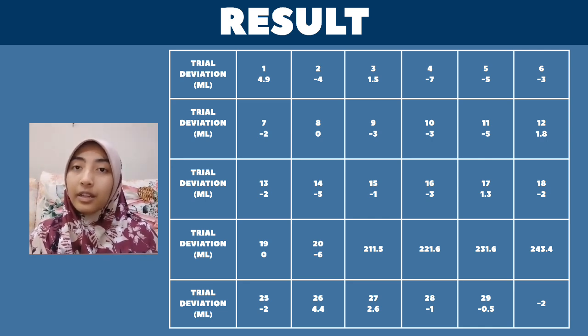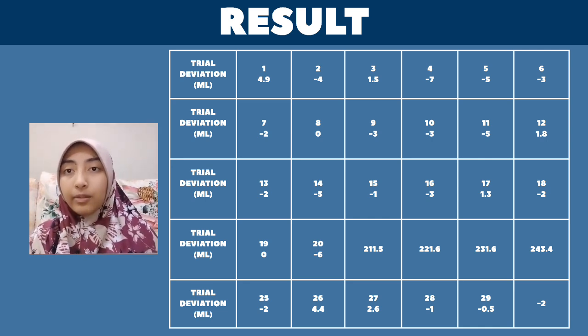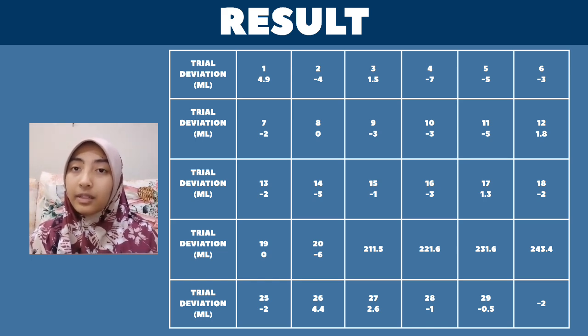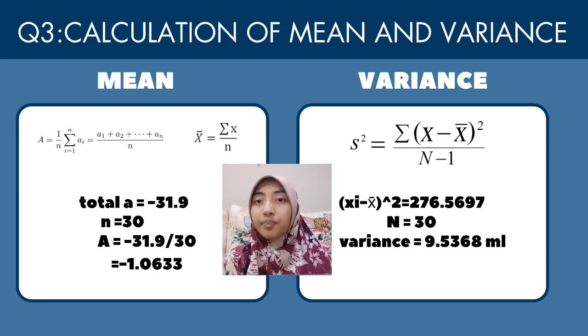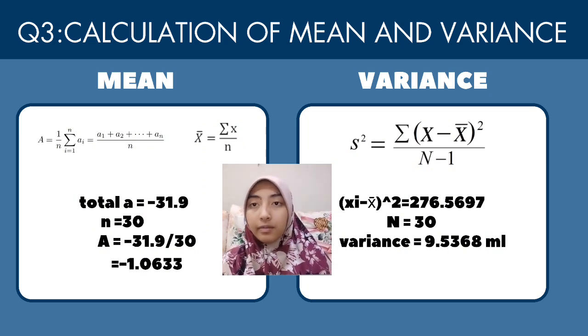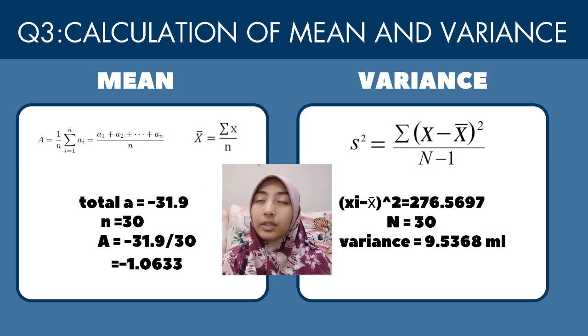As you can see here, there are negative values and also positive values. Not to mention, we also have a result that is exactly 0. Moving on to the calculation of mean and variance. As you can see here, we have two different formulas to find the mean, but you can use either of them. The first one is A-bar equals 1 over n sigma of A sub i, where A sub i is our data. By using this formula, you simply sum up all the data you have, and we got negative 31 over 31.9.